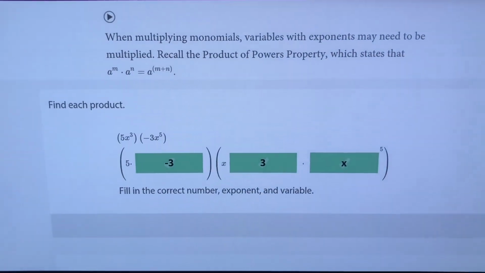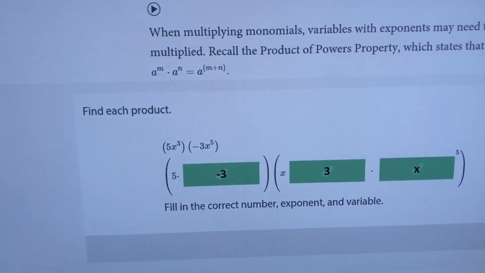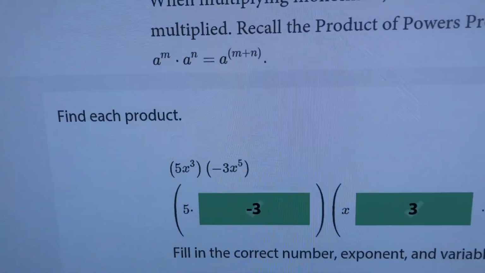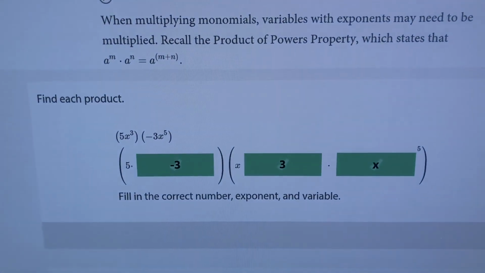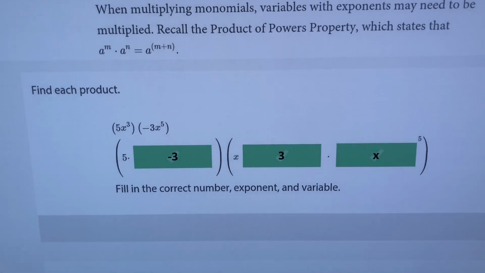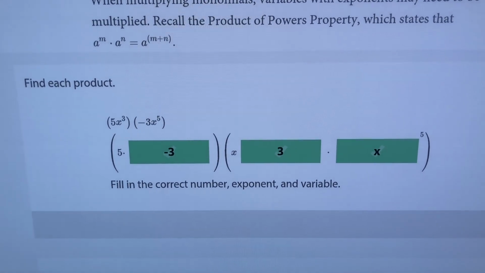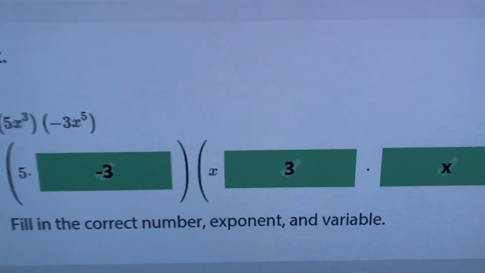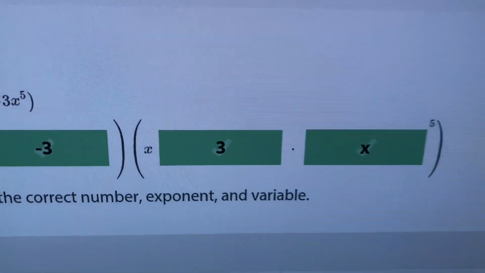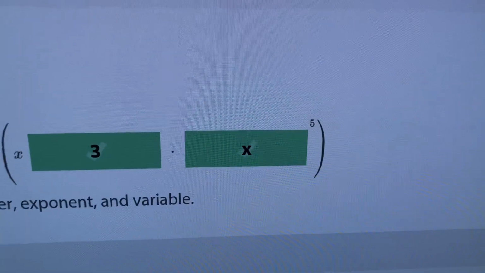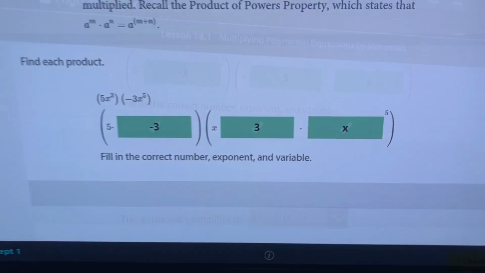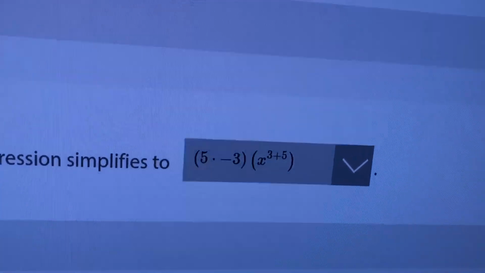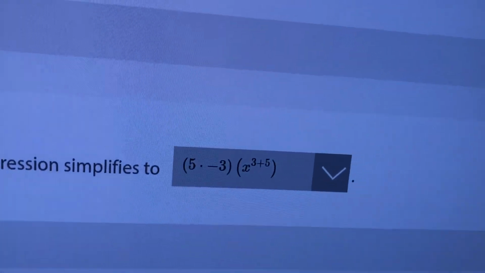Now let's look at multiplying two monomials together. We have 5x to the third times negative 3x to the fifth. Well, like I just showed you, we're going to multiply the two coefficients together, 5 times negative 3, and then we're going to multiply together x to the third times x to the fifth. So I chose 5 times negative 3 and x to the 3 plus 5.